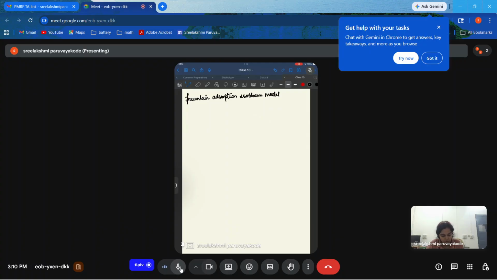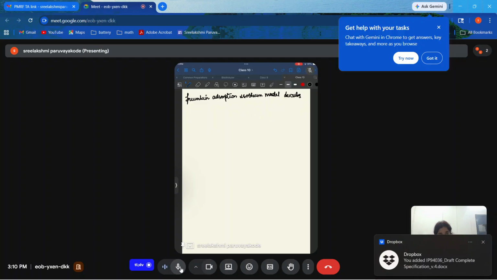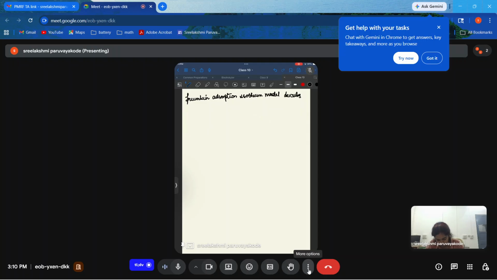The Frumkin adsorption isotherm model describes that the equilibrium constant depends exponentially on the adsorbed sites.